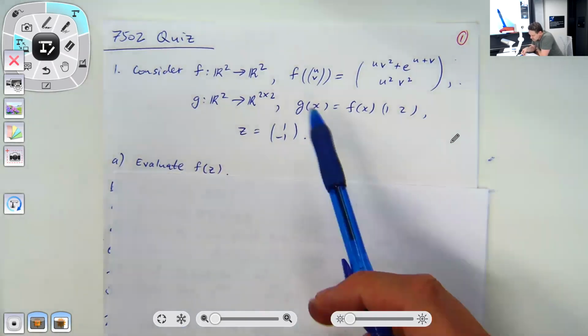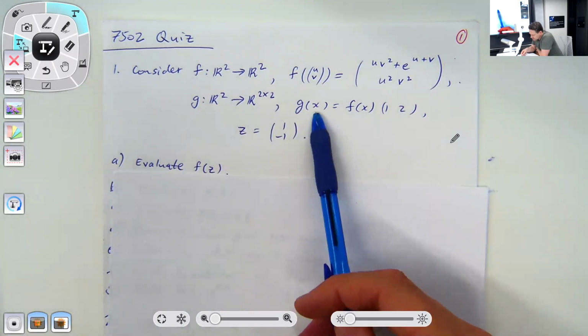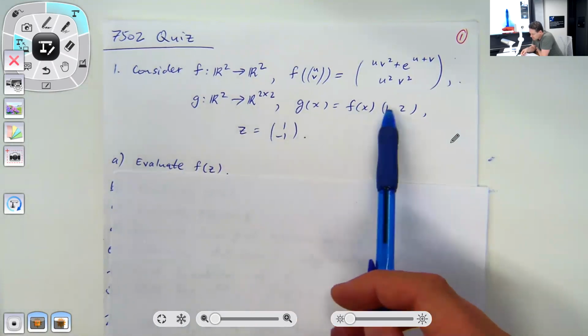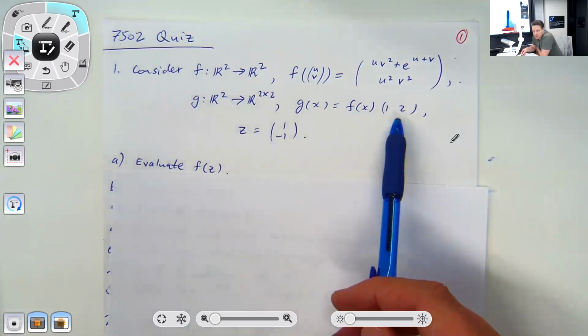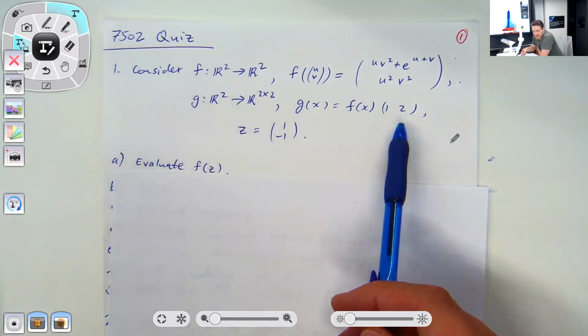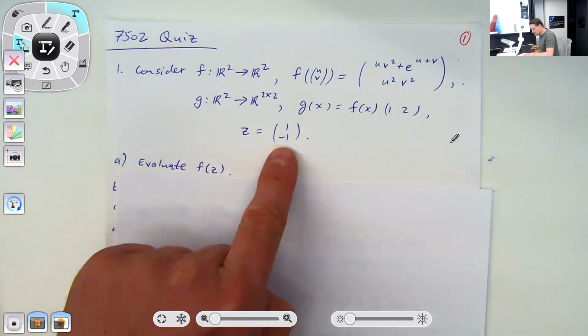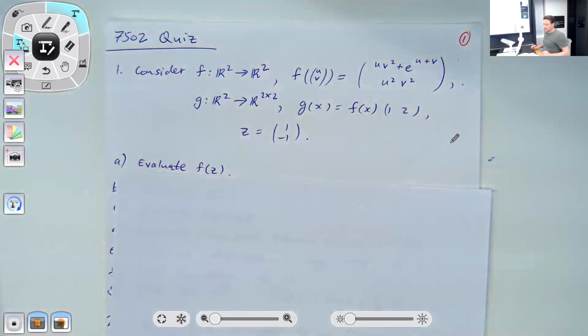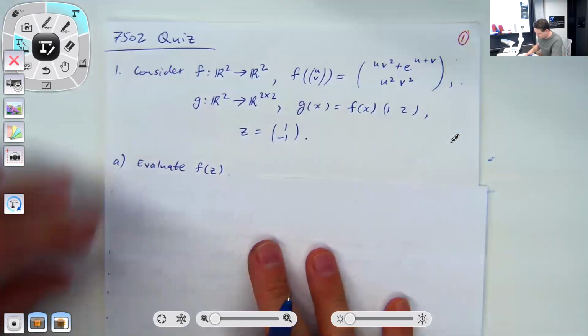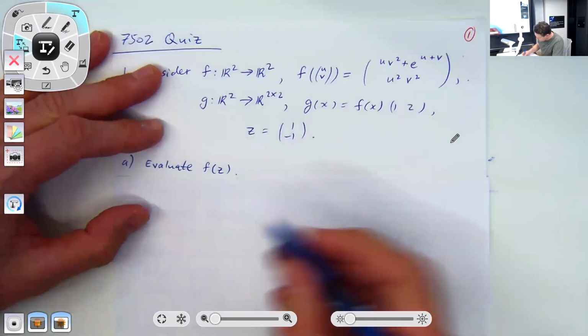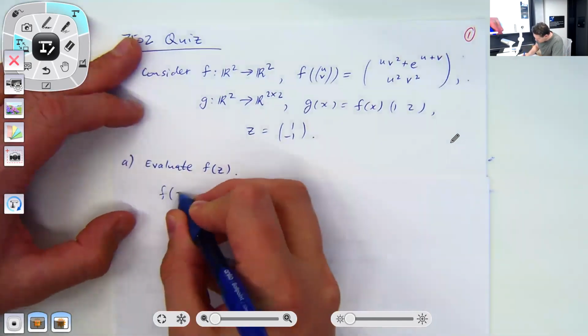Okay? So it's explicitly given by g of x is equal to f of x times the row matrix 1, 2. And then we've just been given that z is equal to 1, minus 1. Okay, so our first question asks us to evaluate f of z. So we're subbing this z into this function and simplifying.